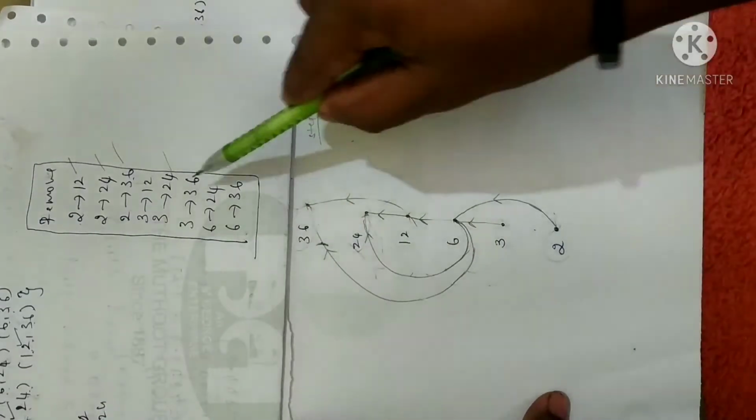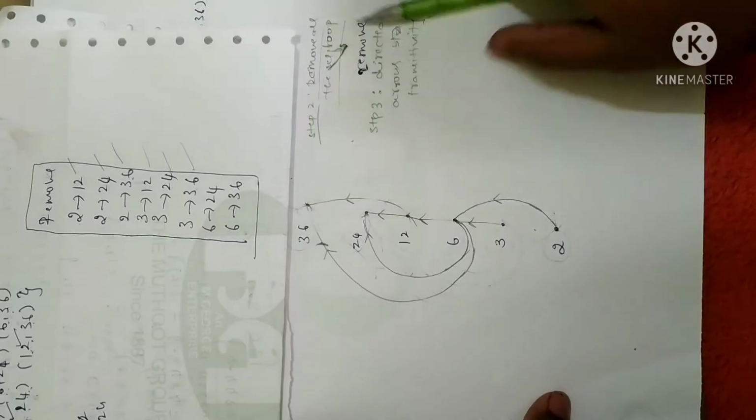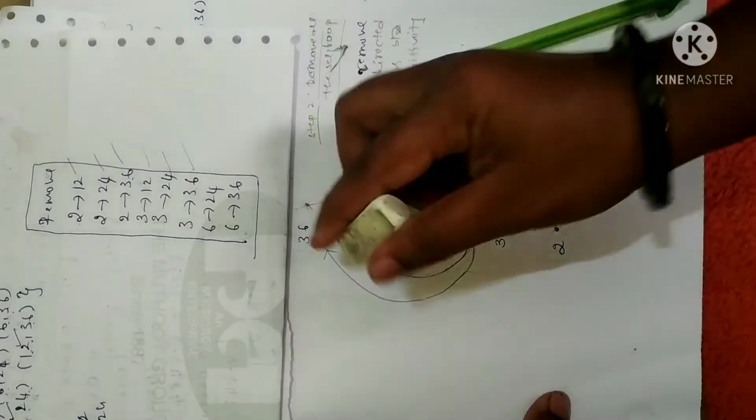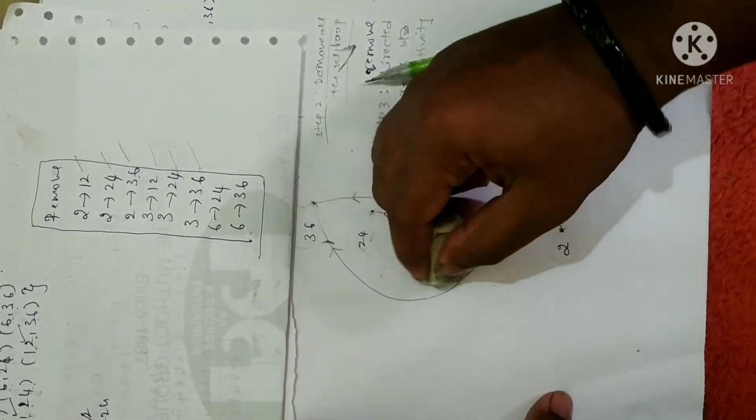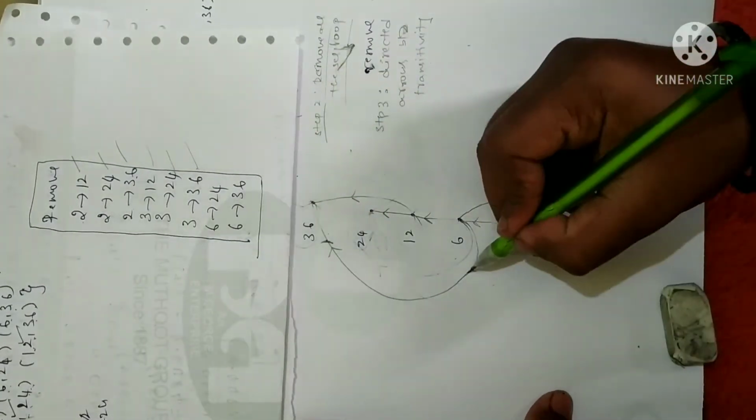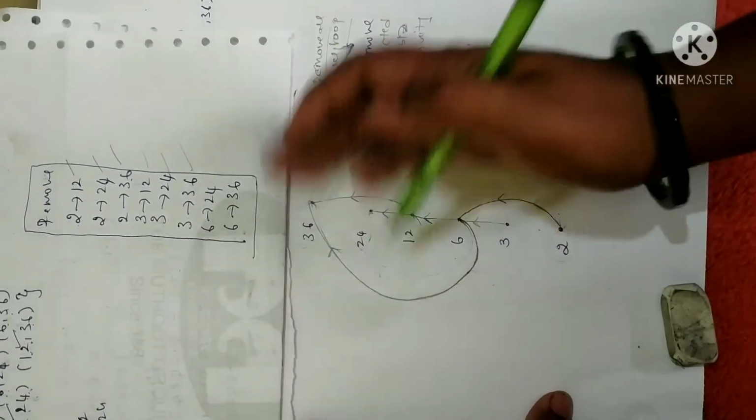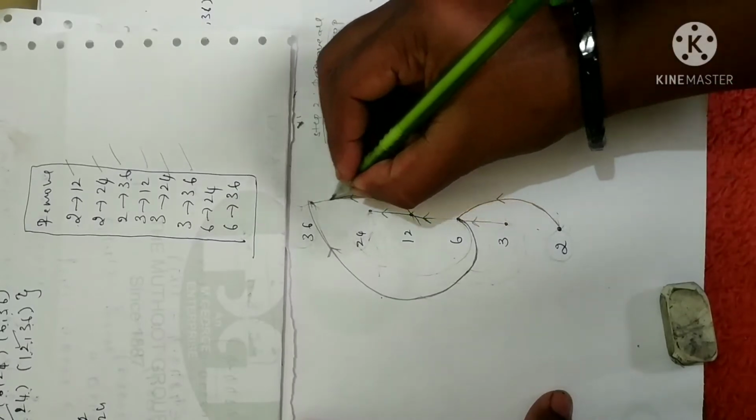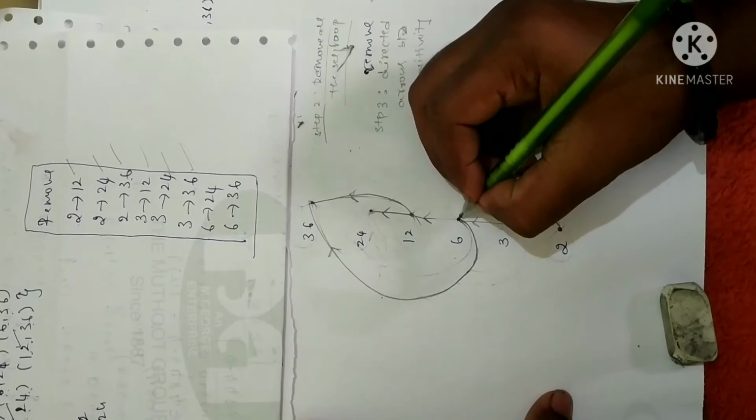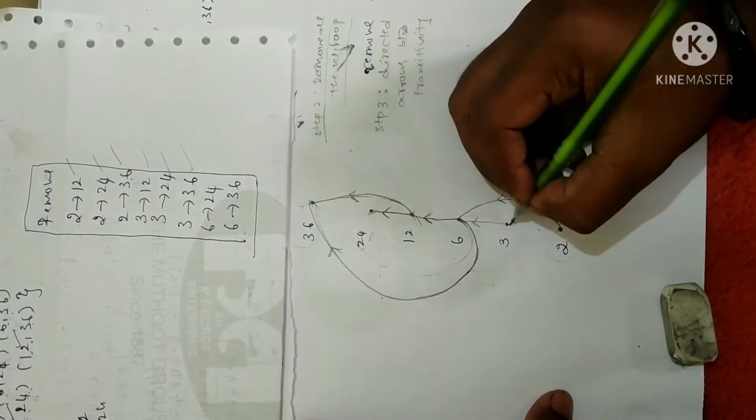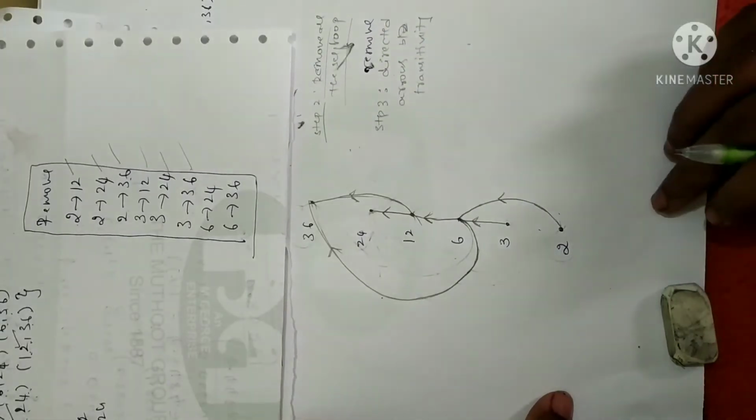Next I have to remove 6 to 24. See here, 6 is connected to 24. I am going to remove that also. Fine, now you are left with, let me darken this one and this one also, directed arrows. So this is what I have.